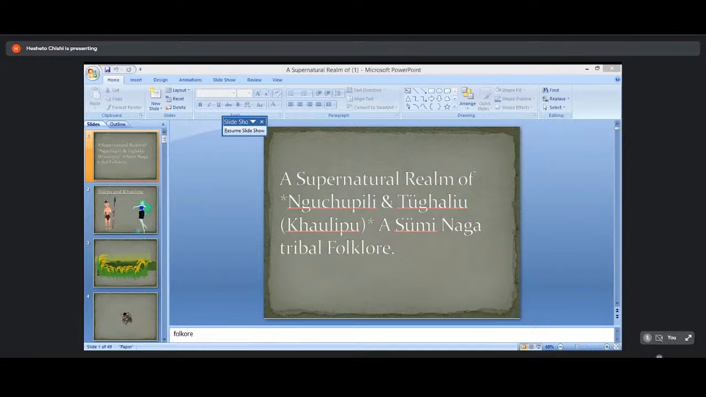Good evening. I would like to thank Madam Papna for giving me this opportunity to give a lecture on our Sümi Naga tribal folklore, and I anticipate that this presentation will be a great help for each and every one of us to know the culture of other people which you are not aware of, and I pray that this insightful folklore will benefit us in many ways.